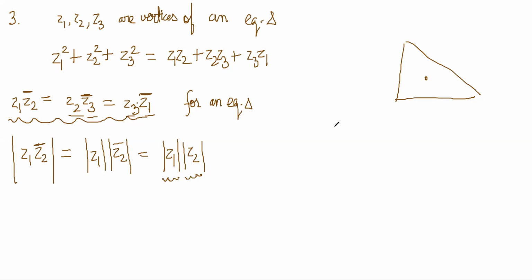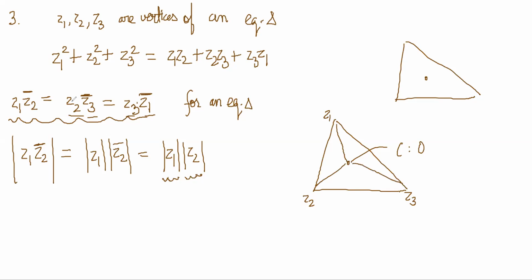Basically, I'm saying consider your equilateral triangle Z1, Z2, Z3. So their mods are equal. The three mods are equal, right? If the center is at 0, then mod Z1 is equal to mod Z2 is equal to mod Z3, because of which your three mods are equal. Now Z1 into Z2 conjugate. Now you can write this angle.